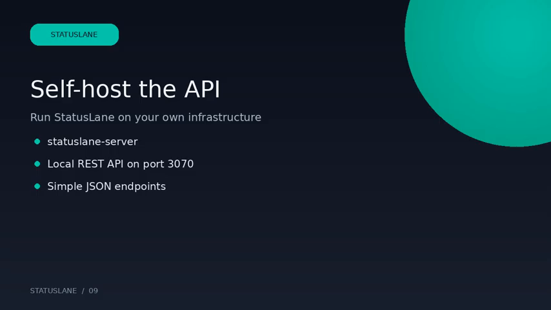Local REST API on port 3070. Finally, keep the workflow simple enough to run on every release. Simple JSON endpoints. This is how a small check becomes a reliable operating habit for your product and your users.